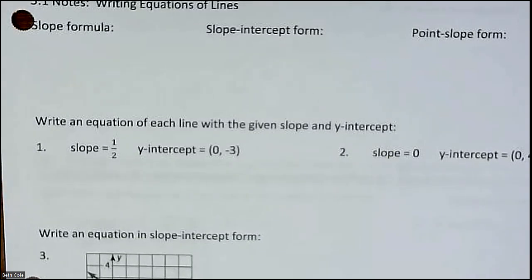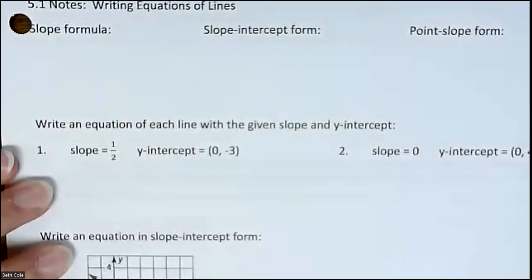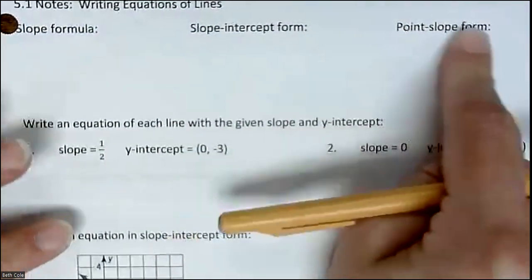So we're going to start by reviewing our point slope form and our slope formula. We're going to do these first two, and then we'll do a few examples, and then this is going to be the thing that's new.